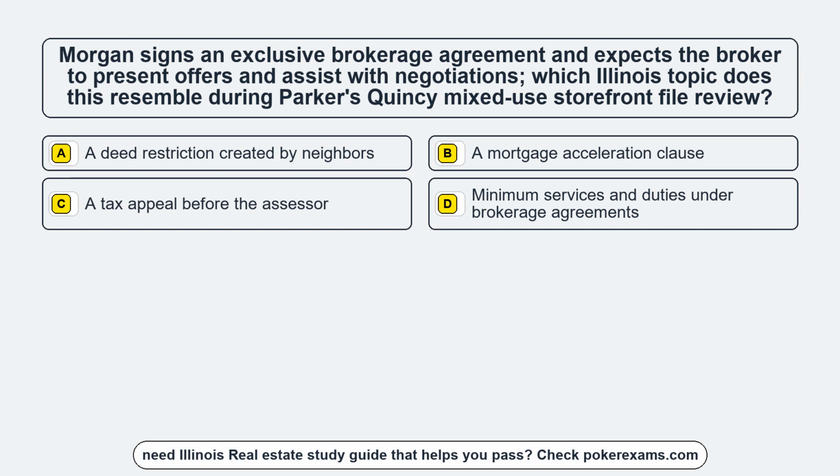Question 4. Morgan signs an exclusive brokerage agreement and expects the broker to present offers and assist with negotiations. Which Illinois topic does this resemble during Parker's Quincy mixed-use storefront file review? Option A. A deed restriction created by neighbors. Option B. A mortgage acceleration clause. Option C. A tax appeal before the assessor. Option D. Minimum services and duties under brokerage agreements.